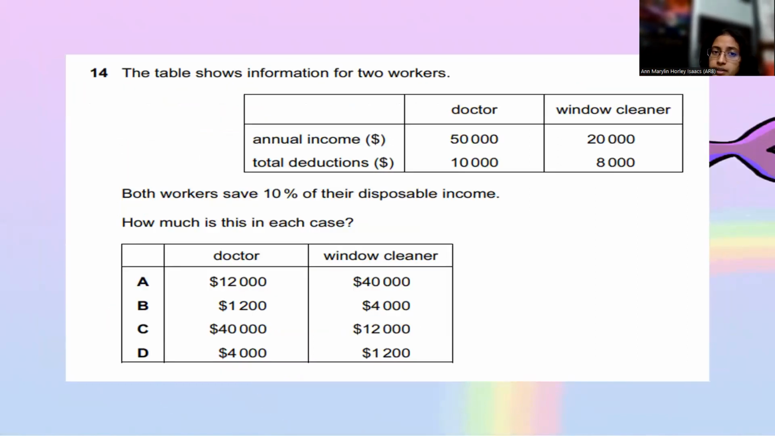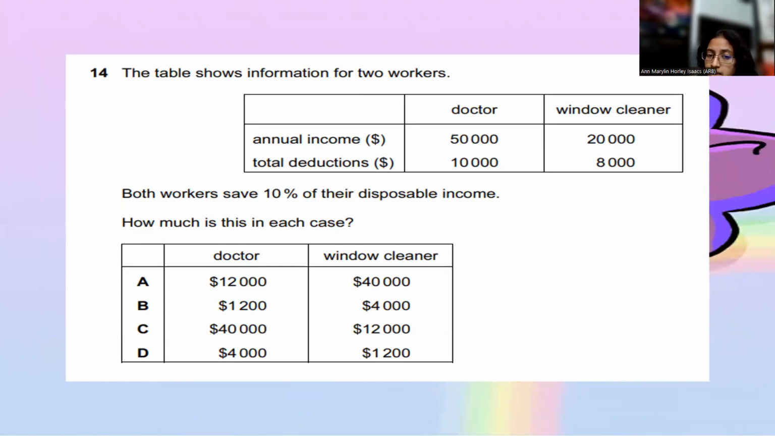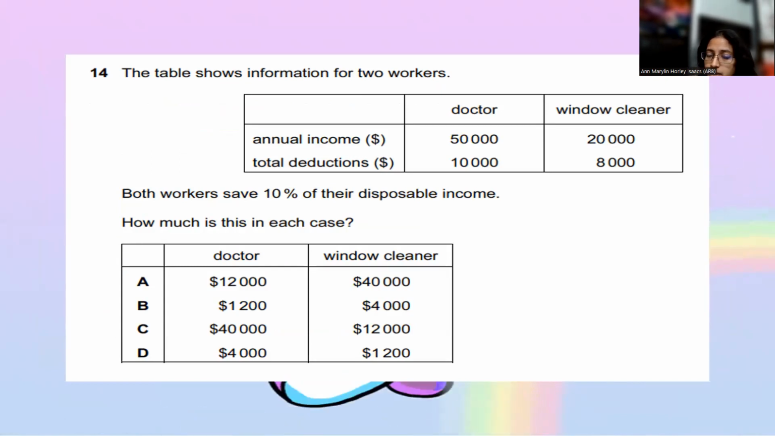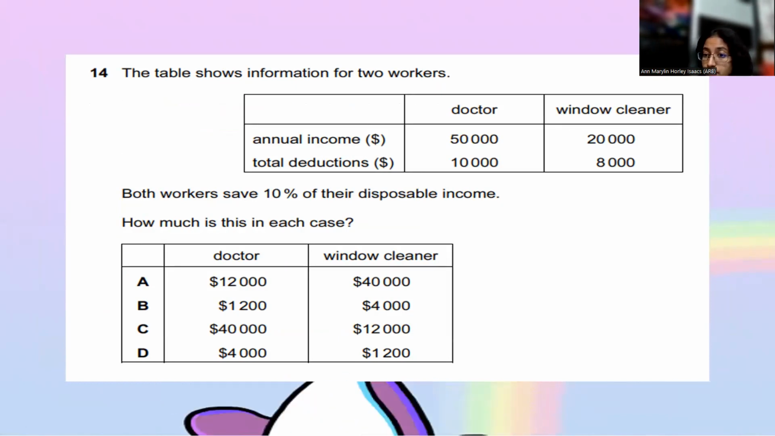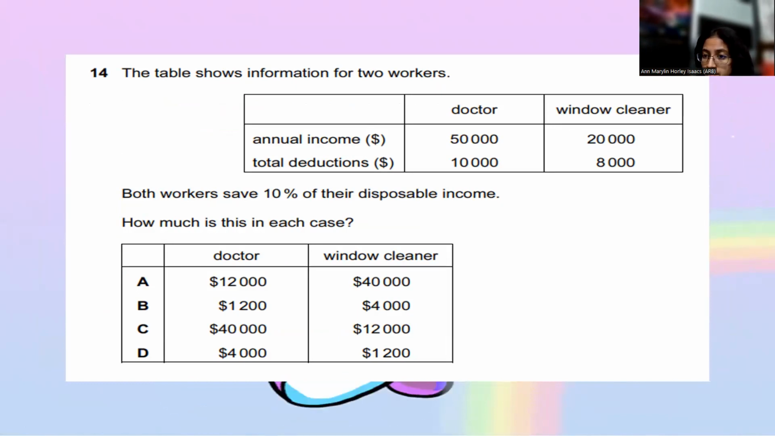Number 14, you have got 2 workers, doctors and window cleaners. And here we are talking about issues of saving and spending again. Both workers are saving 10% of their disposable income. First and foremost, you got to understand what's disposable income. That is the money that you have that is available for expenditure or savings.